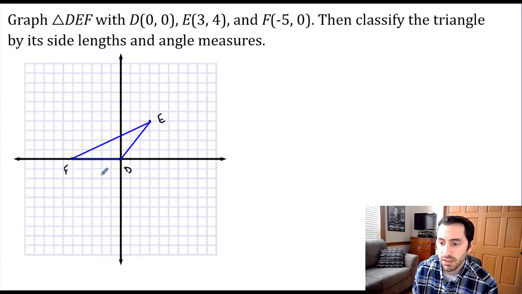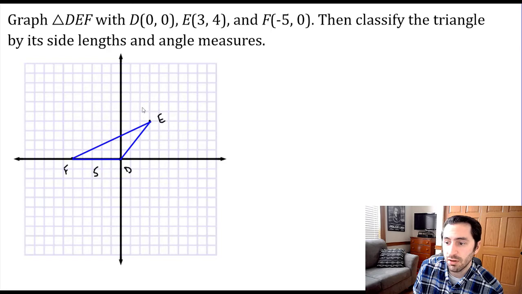Taking a look at the side lengths, it looks like we have two segments that may be the same length. So we're going to want to test those out. Segment DF, this is just a horizontal segment, so we can count how long this is. So from F to D, this is 1, 2, 3, 4, and this is 5 units long. For DE, we are going to have to use the Pythagorean theorem or the distance formula. Why don't we use the Pythagorean theorem this time?